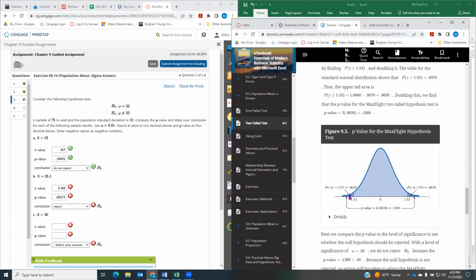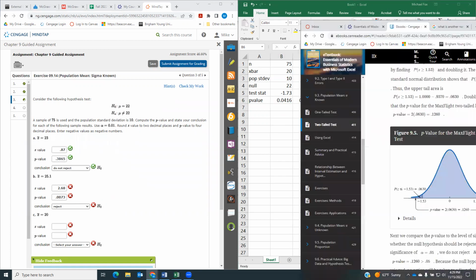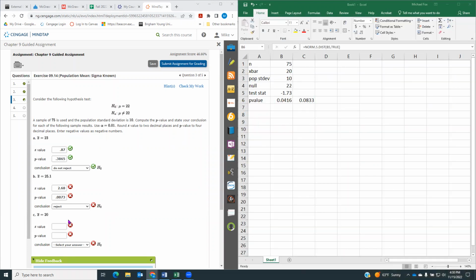So in our case, we want to know this plus this. So we're saying our test statistic is plus or minus a z of 1.73. And so we're going to use norm.s.dist of negative 1.73 to give us the p-value of this section. And then we're going to go times 2 so that it will be this section plus this section, 0.0833.